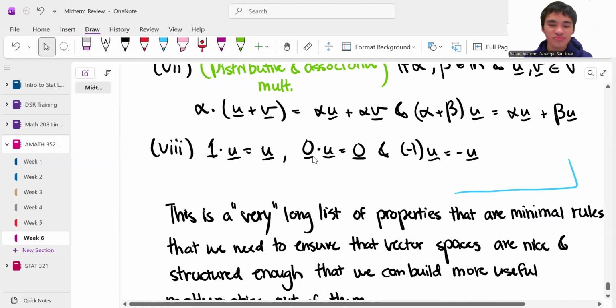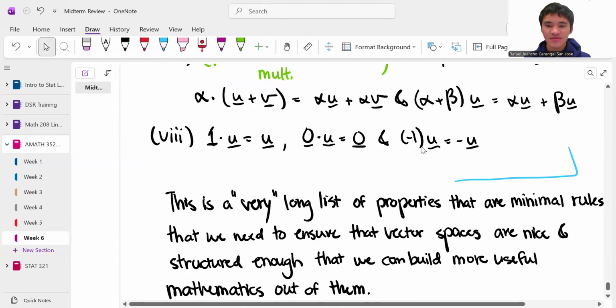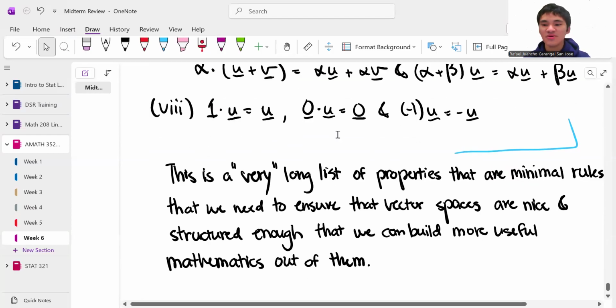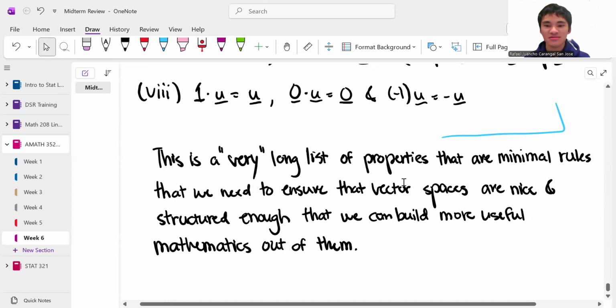So we just multiply u by 1, we get the same thing. Multiply u by 0, we get 0, because anything by 0 is 0. So that one still applies to vectors. Negative 1u is just negative u. And we all assume that all of them belong in the same vector space. And we have a couple of properties that we can look at, right?